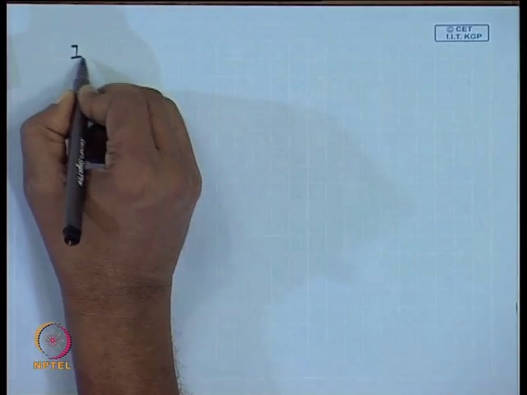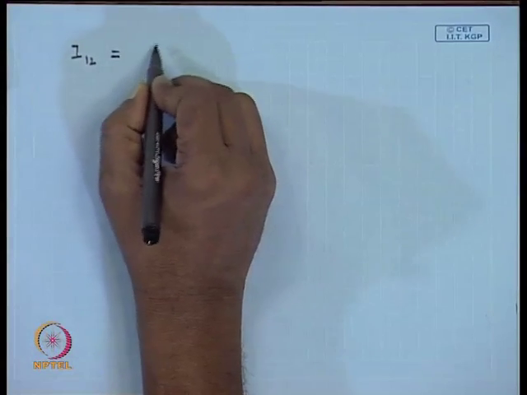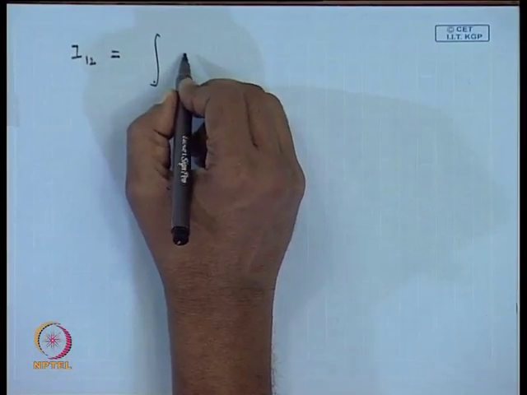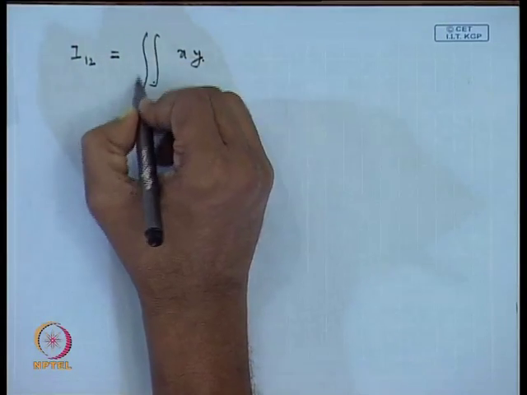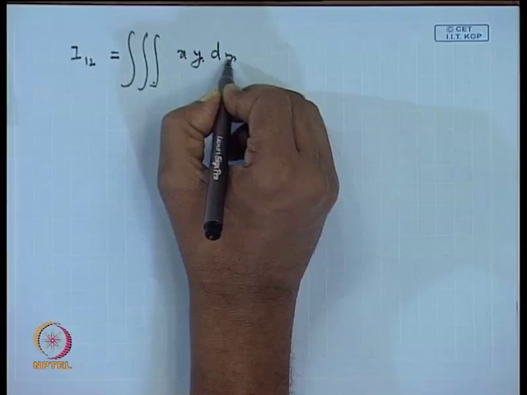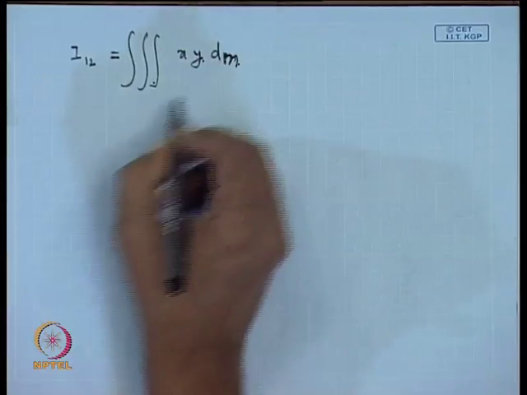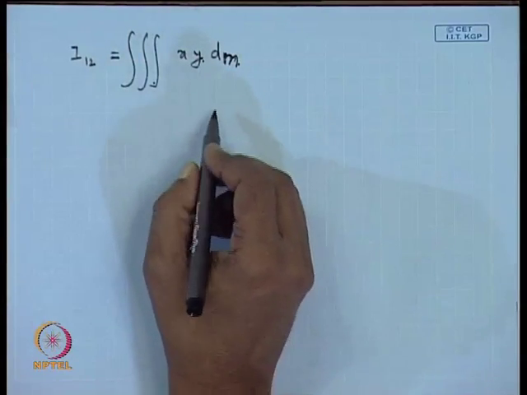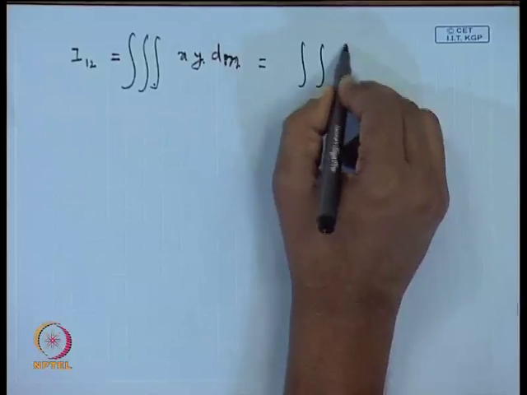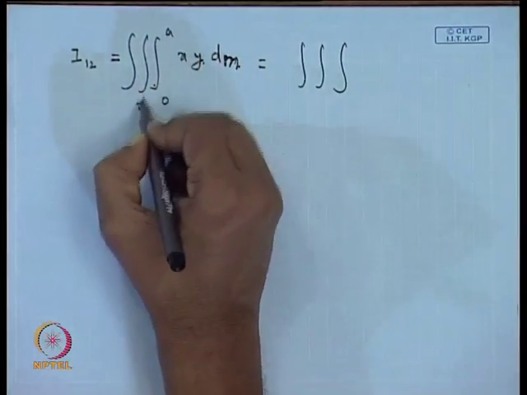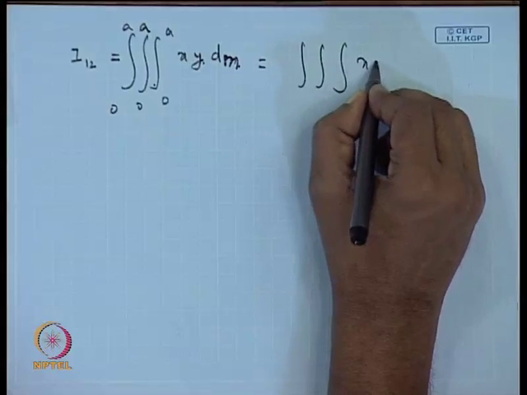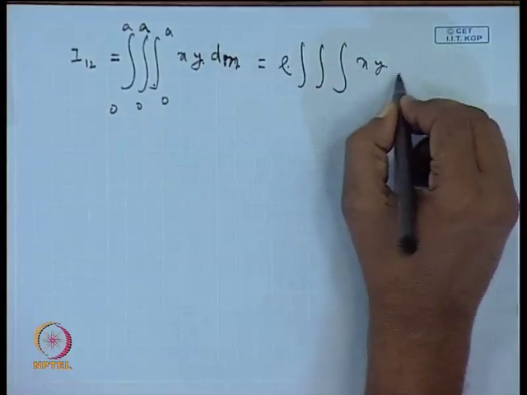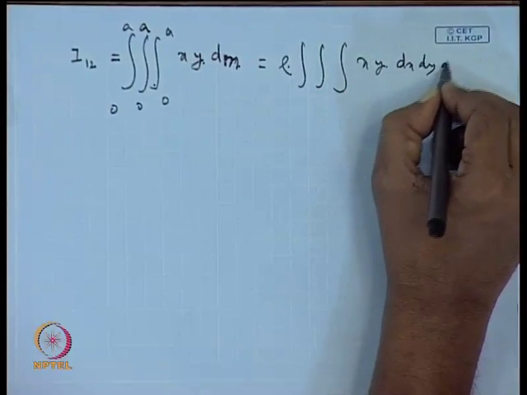Next you need to work out I 12. So, I 12 we can write as x y d m, and d m obviously we have written as before, and integration limit remains same. x y rho we can take outside, and this is d x dy d z.